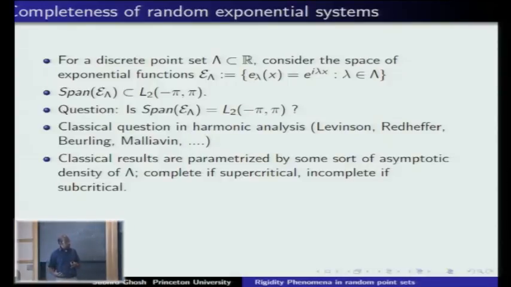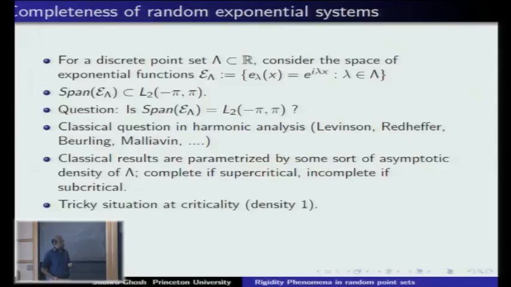So you have this asymptotic density, the Beurling-Malliavin density, and if it is bigger than 1, then this is true: the span equals L2 of minus pi pi. And if this Beurling-Malliavin density is smaller than 1, then the span is a strict subspace of L2 of minus pi pi.